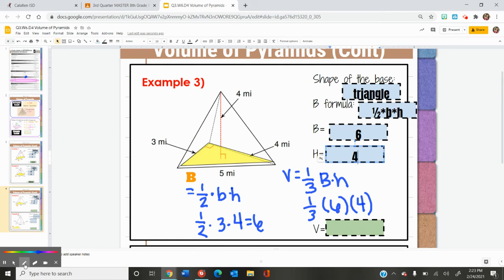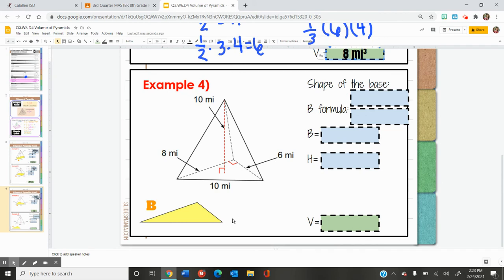So the volume of this pyramid is going to be 8 miles cubed. And for cubed, we press Alt 0179. So that is example 3. Let's go ahead and take a look at example 4, the last example.